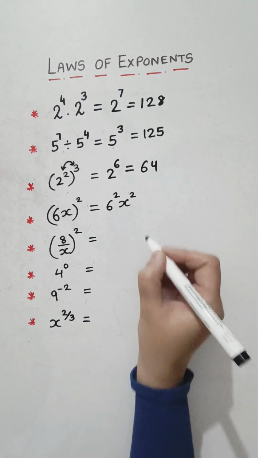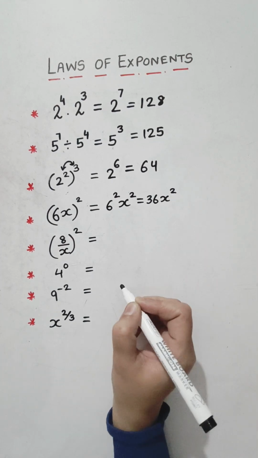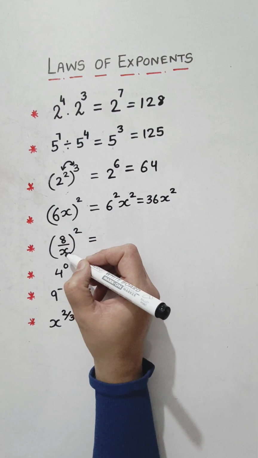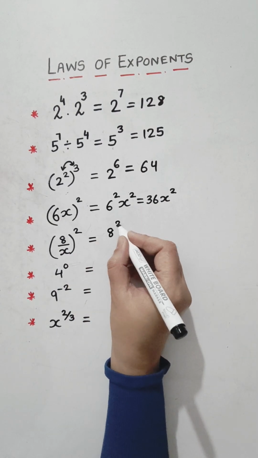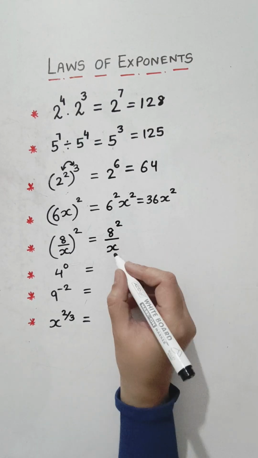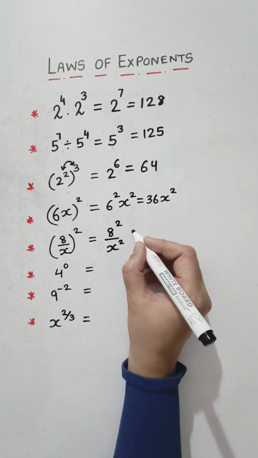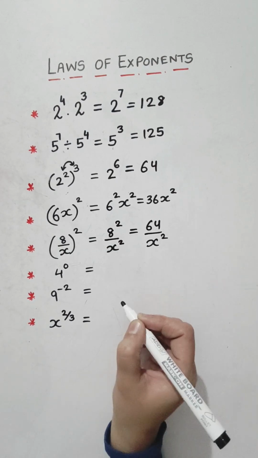Now two different bases are there and we need to expand this with a common power. So it can be written like this. It will become 36x square. Now 8 by x, bases are different, power is common. So we can just expand it in a similar way we did with 6x square. And this is going to be 64 divided by x square.